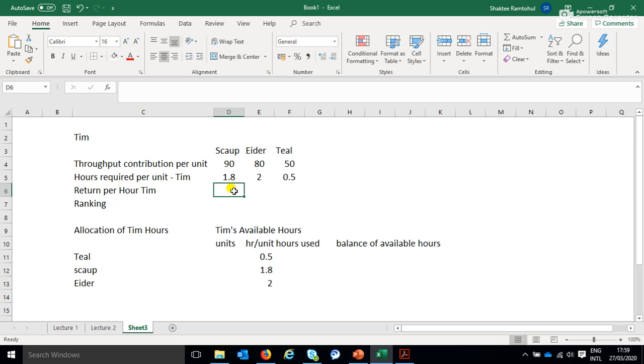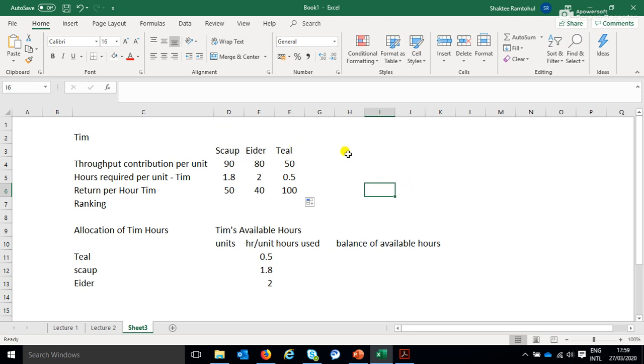Yes, so same terminology. Now remember, when you calculate contribution per hour here, normally you would take the contribution per unit and divide by the number of hours. Here, the only difference is we will take the throughput and divide by the number of hours. So for scalp, it's £50 per hour, and we do the same thing for eider and teal. Now, what do we note here?